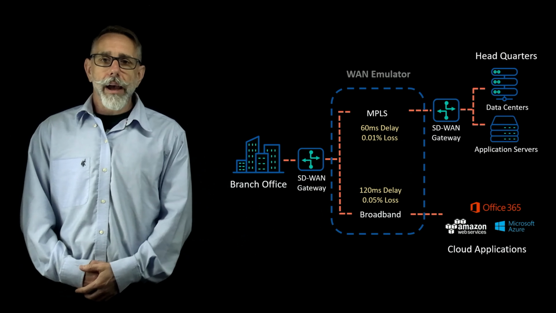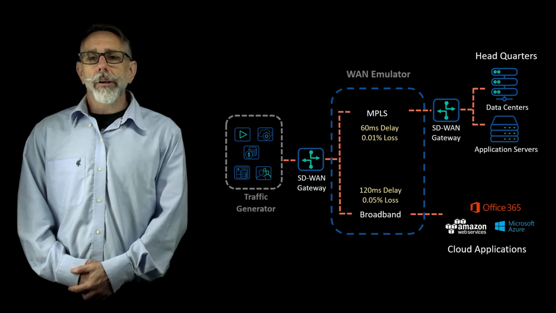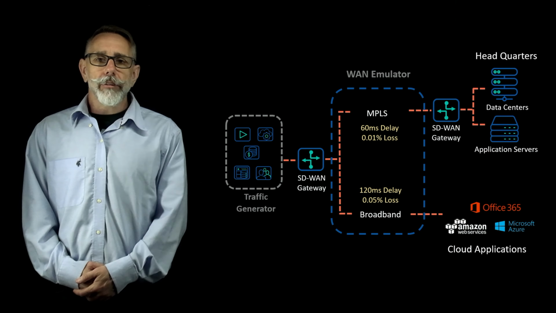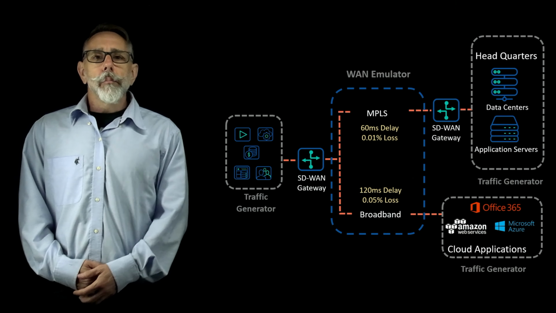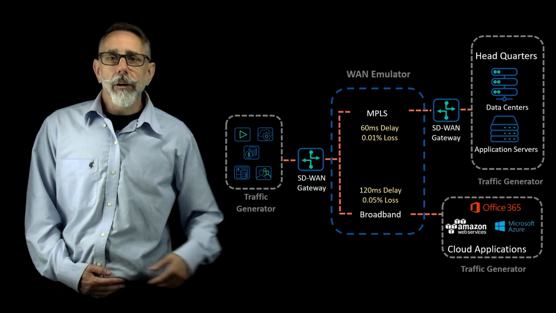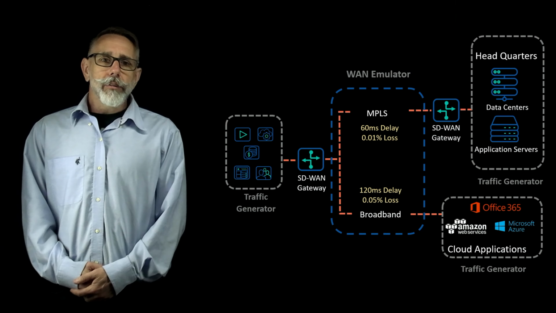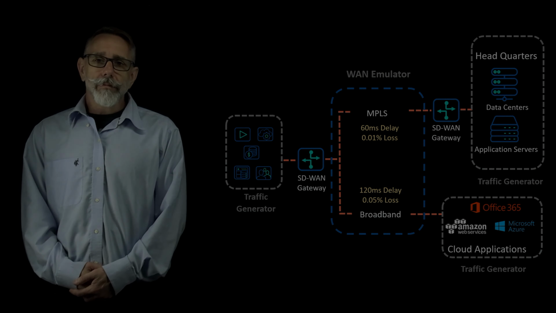Using a traffic generator, you can simulate the application traffic from the branch office as well as the endpoints at HQ and the cloud. By generating application traffic at scale and sending it through the WAN emulator, we can measure the performance metrics and validate the SD-WAN gateways before you deploy them to production.